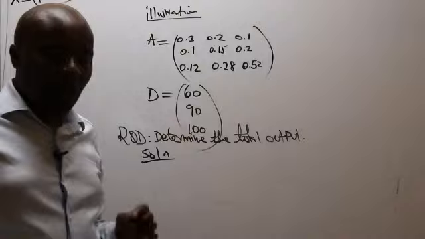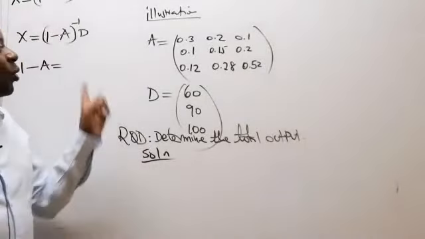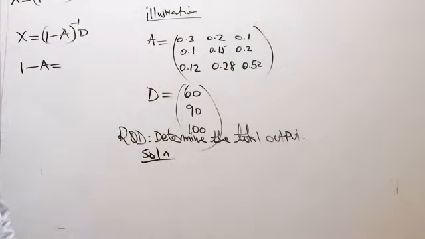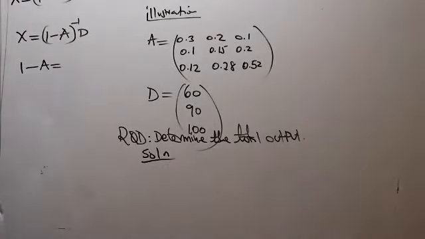Yeah, identity according to Lucy here should be 3 by 3. Why should it be a 3 by 3? To rhyme with matrix A, which is a 3 by 3 matrix.